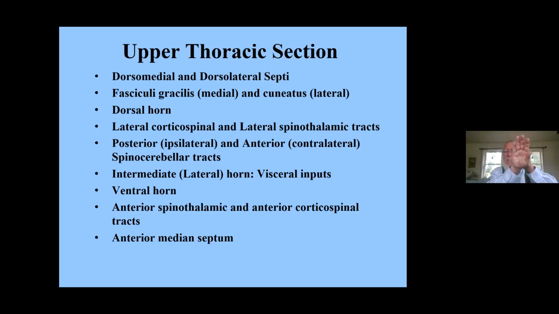The fasciculus gracilis is going to have sacral information, lumbar information, and lower thoracic information. The emerging fasciculus cuneatus is going to have upper thoracic information shooting up towards the medulla. Then we have the dorsal horn. We have the lateral corticospinal tracts. We have the posterior and anterior spinocerebellar tracts. We still have a lateral horn with the visceral inputs, and then the rest of these things.